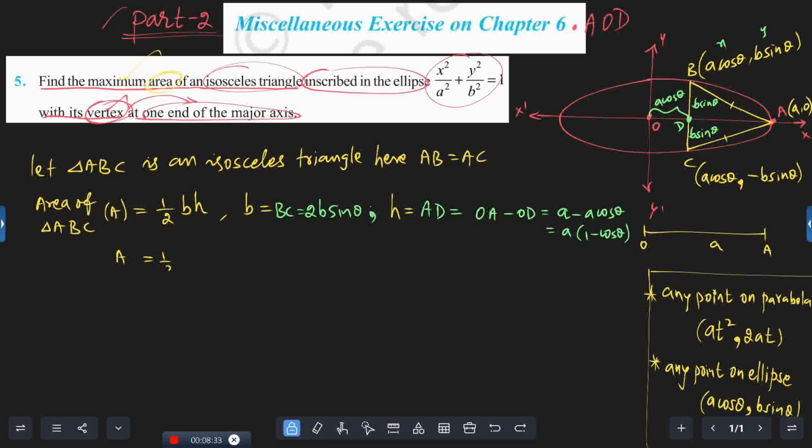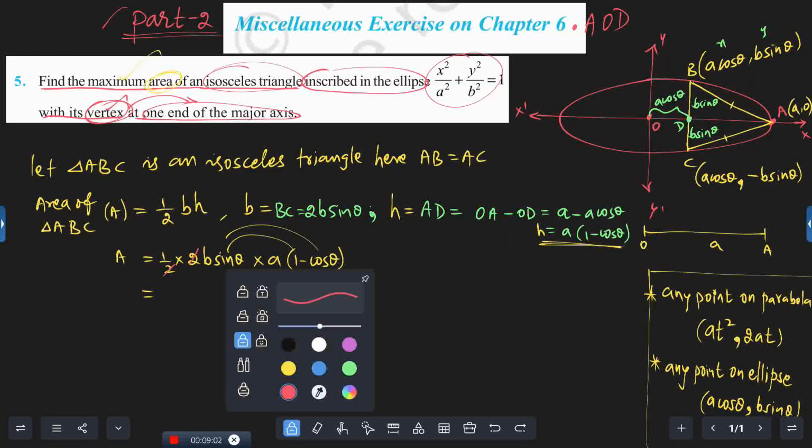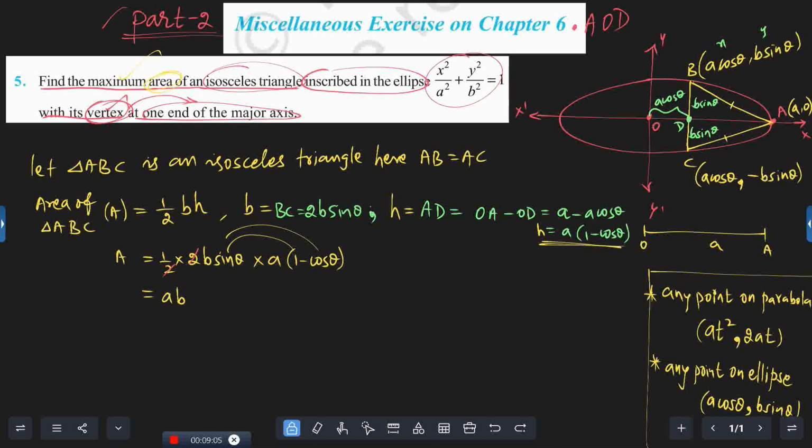Area equals 1 by 2 base, what is the base? 2 times B sin theta. And height means H. What H value do we have? This is the H value: A into 1 minus cos theta. That's it. Now take the constants separately and multiply sin inside. The 2 in numerator and denominator you can cancel. So A, B, sin, when I multiply inside, 1 into sin, minus sin into cos is sin cos.